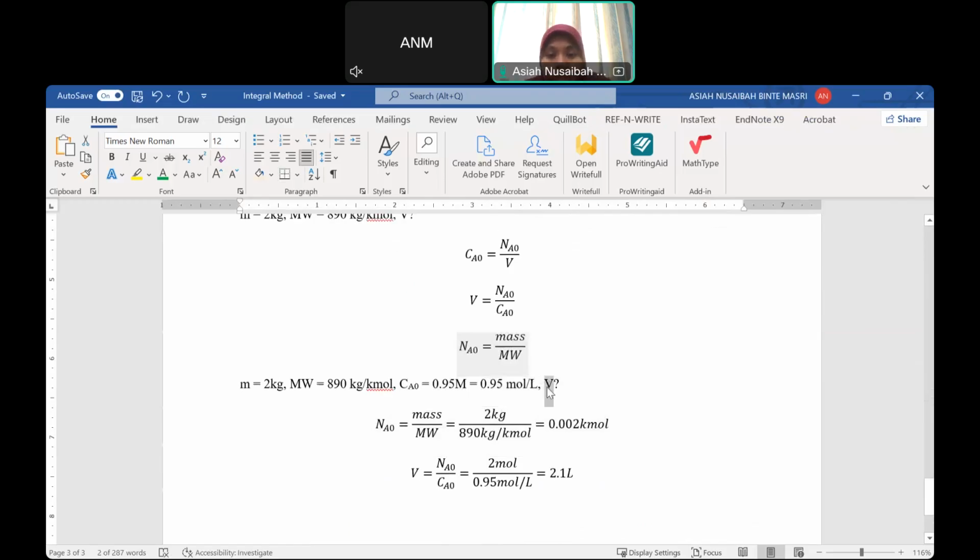The question is, what is the volume? So first we find the mole. Mole equals mass over molecular weight. That would be 2 kilograms over 890 kilograms per kilomole. Then we get the mole is 0.002 kilomole. And we can find volume from the equation that we rearranged just now. So NA naught we change to mole unit. Why? Because CA naught is in mole per liter. So 2 moles divided by the initial concentration, which is 0.95 mole per liter. Then we get the volume of the batch reactor as 2.1 liters.